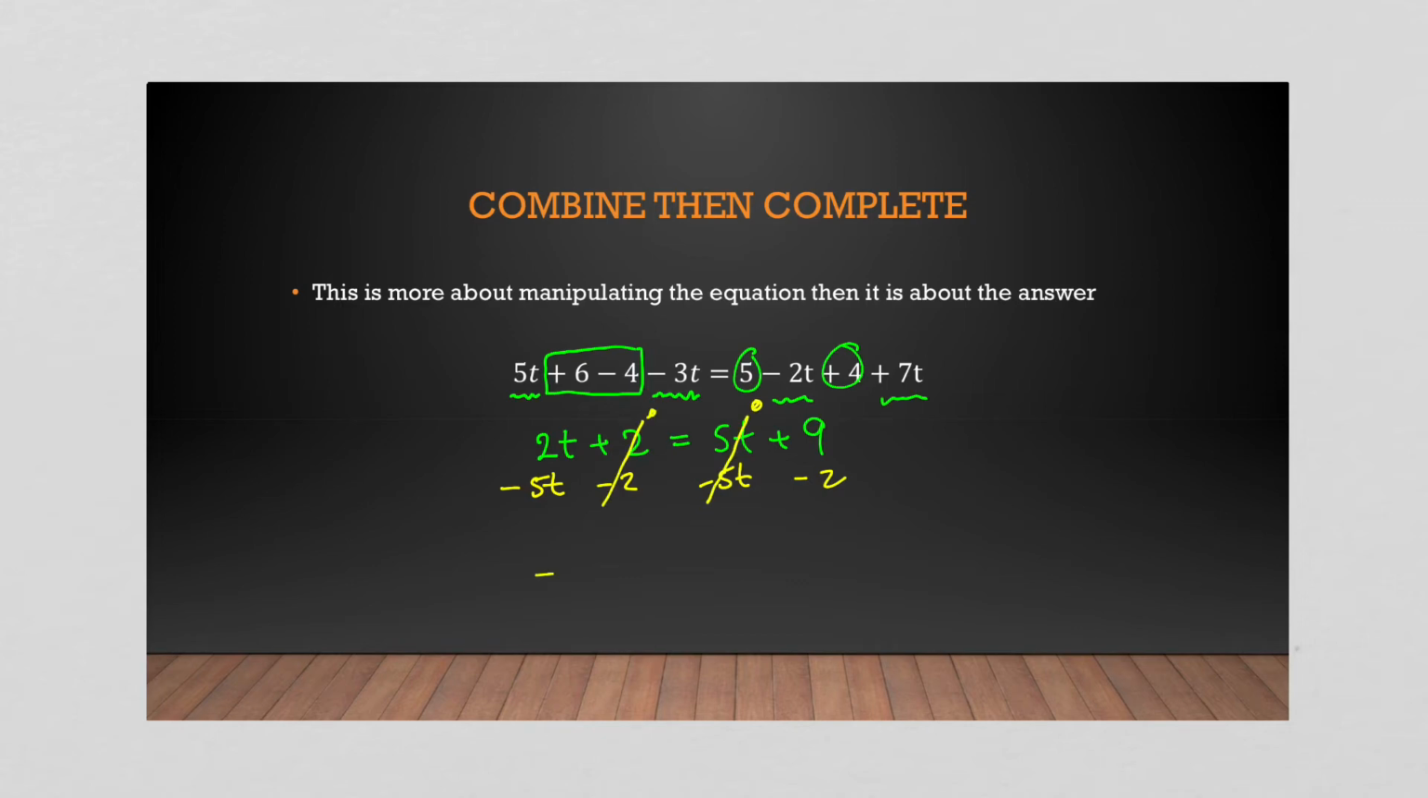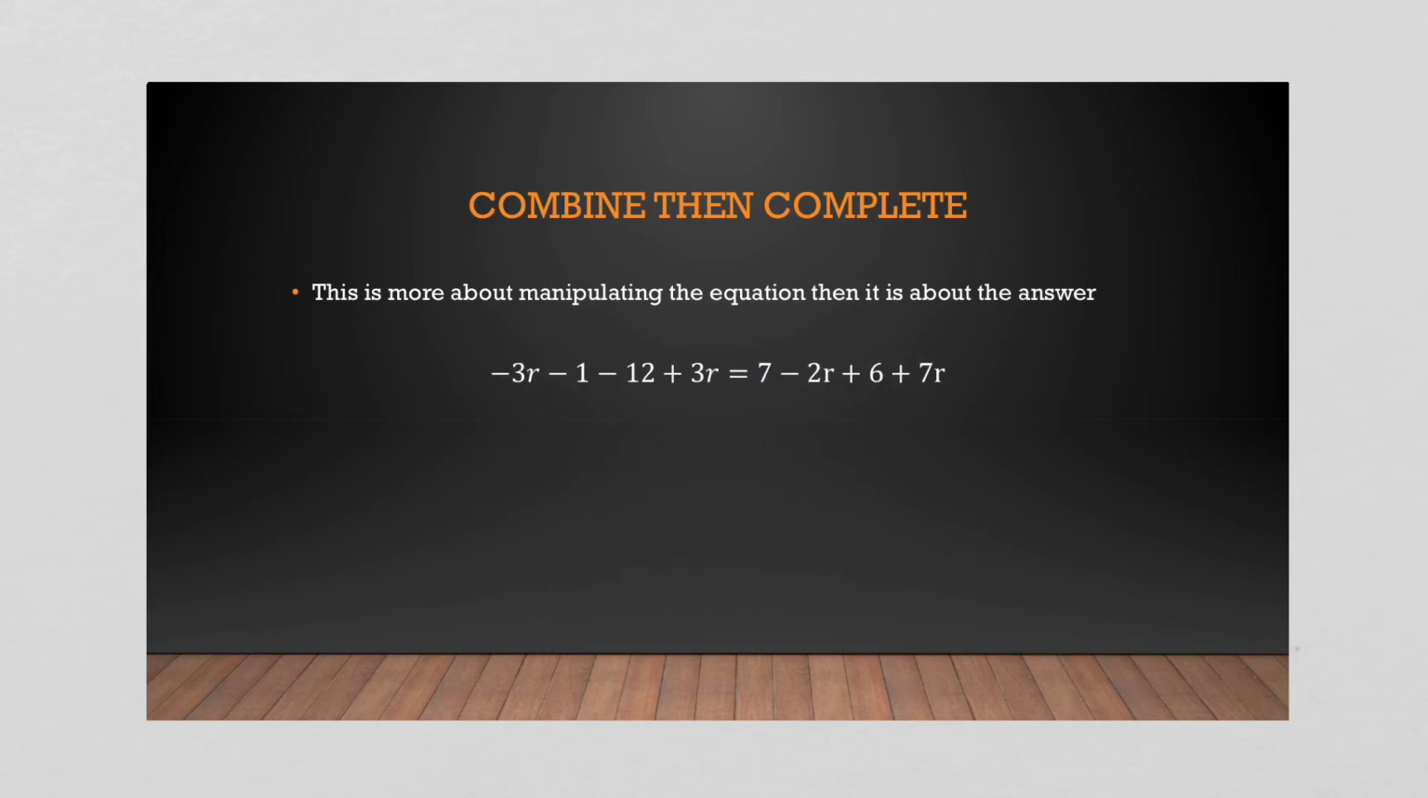So now you have negative 3t equals 7, and then divide by negative 3, divide by negative 3. Negatives cancel, 3's cancel. T equals negative 7 over 3. Boom. So the new step is grouping, and then we're back to the 1 and 2 step equations like we've looked at previously.